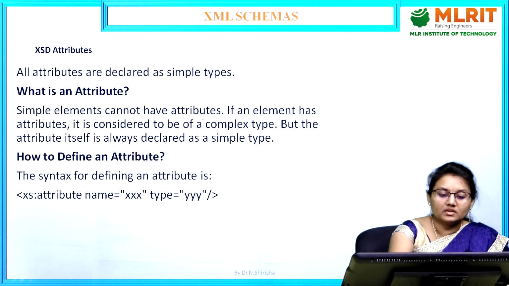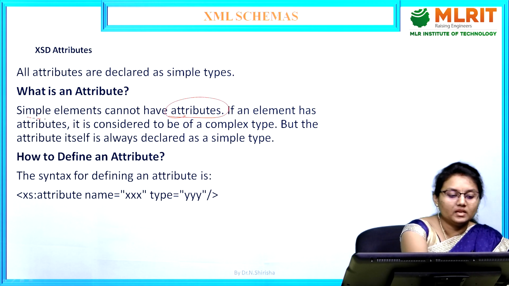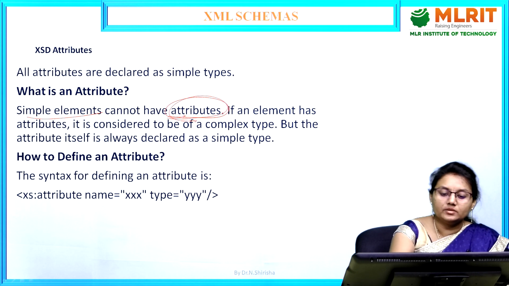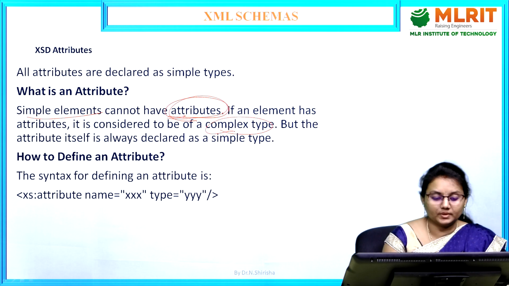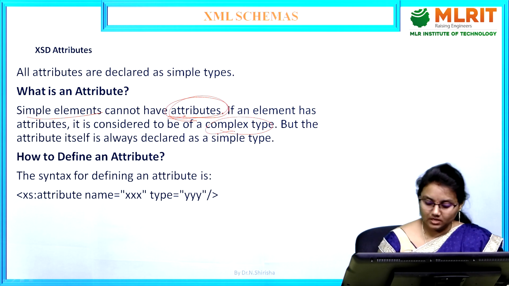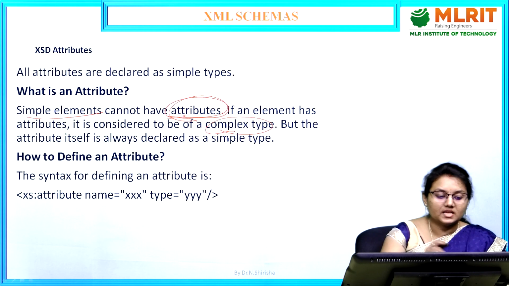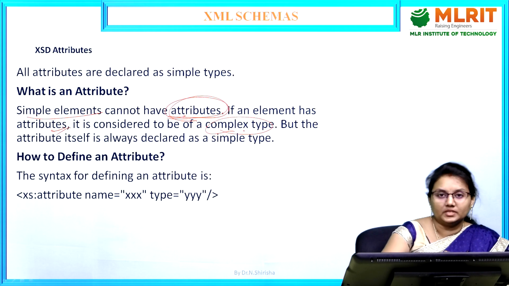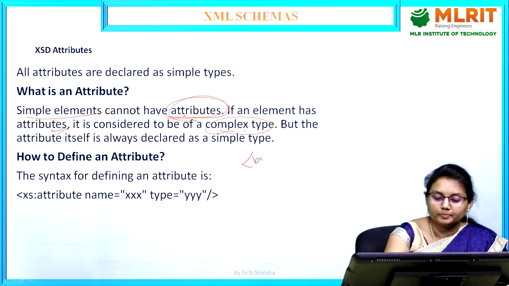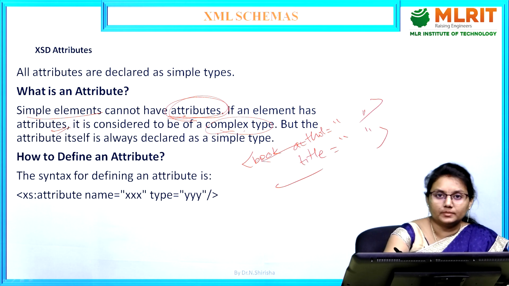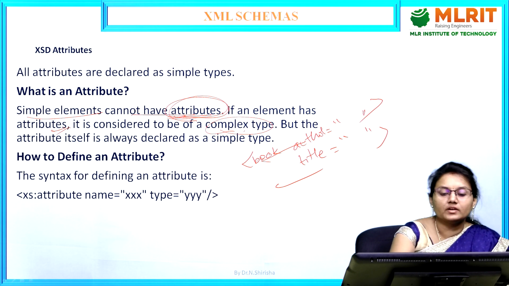Simple elements cannot have attributes. If an element has attributes, it is considered to be of complex type. So, here you do not have any complex type. These are all simple type. If an element has attributes, then it is complex type. Say you have book, you have author, or you have title, then this becomes what? Complex type.